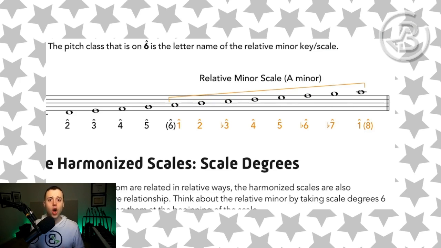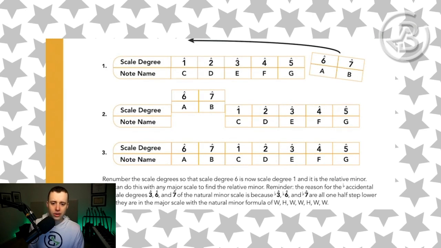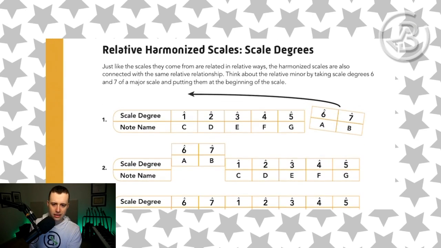The same thing with G major to E minor. So we can take a G major key, and the relative minor key is going to be E minor, and the relative major key of E minor is G major.